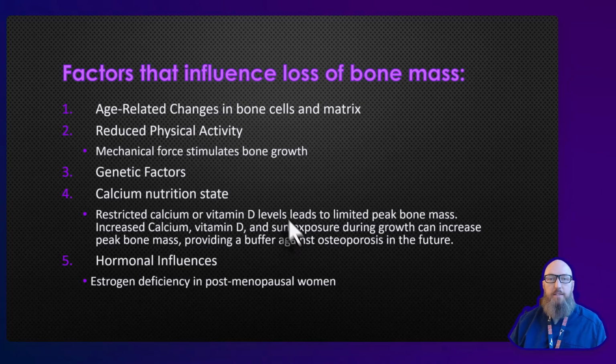I forgot to mention this in the last video when I was talking about vitamin D, but most of us cannot get adequate levels of vitamin D without also having some levels of sun exposure. And so if we don't have adequate levels of sun exposure, that's going to cause a decreased bone mass. But we want that increased peak bone mass, which provides a buffer against osteoporosis in the future. Then also hormonal influences. So in women, estrogen deficiency in postmenopause. For men, it's associated with low testosterone that can accelerate osteoporosis.